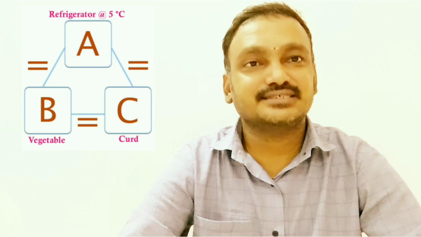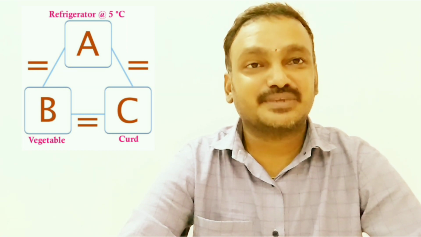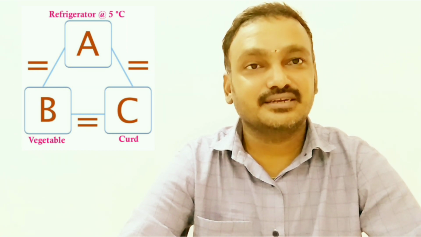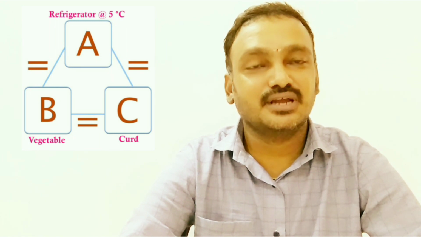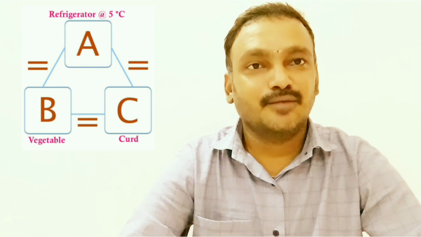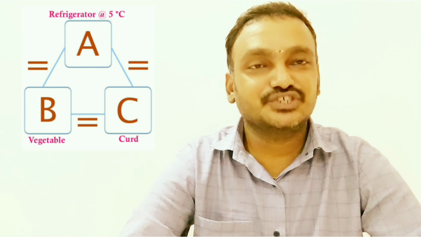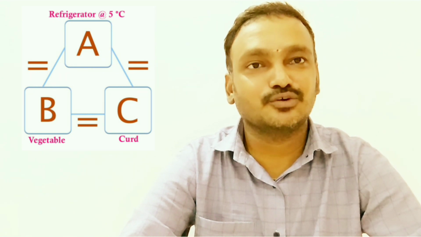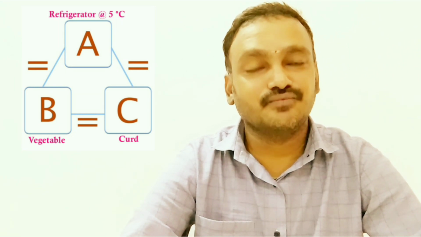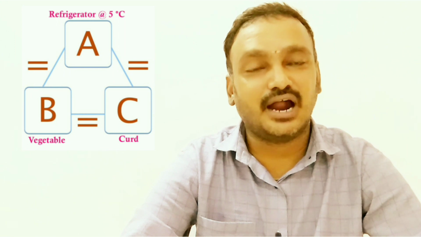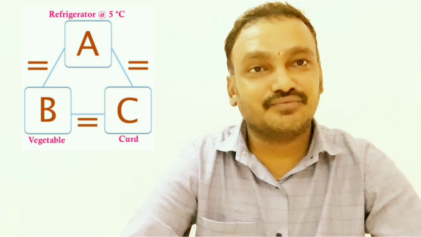For fine understanding, we consider three objects as a system. Here A is a refrigerator, present at 5 degrees centigrade. Then the objects B and C. Here B is a vegetable and C is curd. Initially both vegetable and curd are at room temperature of around 28 degrees centigrade. Now we insert both vegetable and curd into the refrigerator.